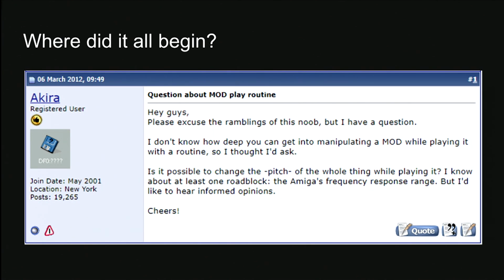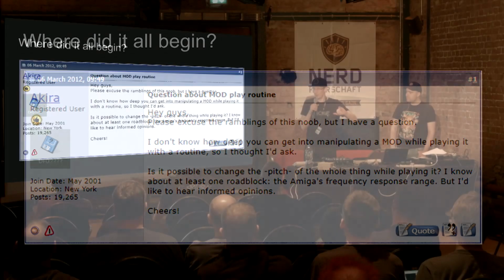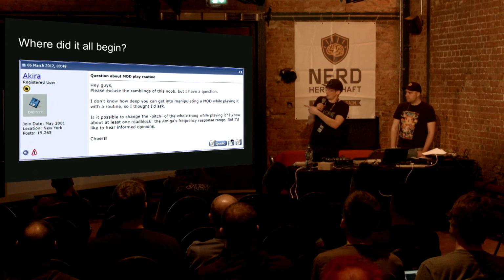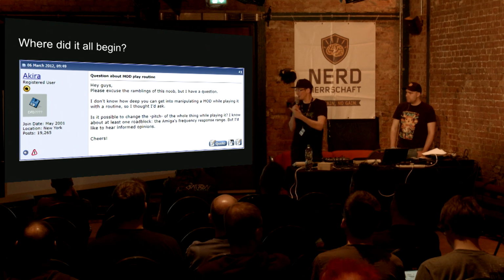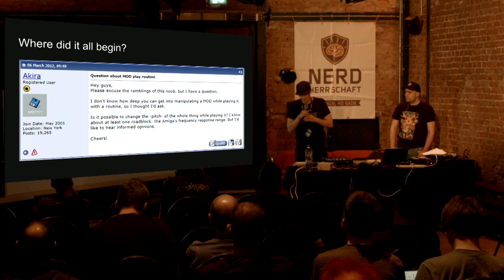So, where did it all begin? This post in March 2012 from Akira on the English Amiga Board forum, asked about the possibility of playing a module, or at least pitching up the samples within a module. The first problem you have is, let's say you take a Pro Tracker module and you change the BPM within that module. Any drum loops that you have then go completely out of time. As soon as I saw that, I knew exactly what he was after.